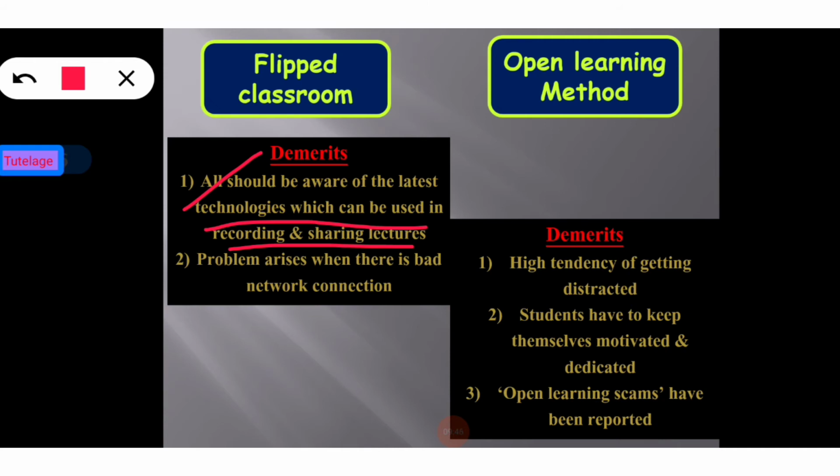So without the knowledge of the technology, the flipped classroom method fails completely. That's why the knowledge of the technology is very, very important for both teacher and students. Okay. Now going to the second point, some problems arise when there is a bad network connection, obviously. So a good network connection is necessary in the flipped classroom method.